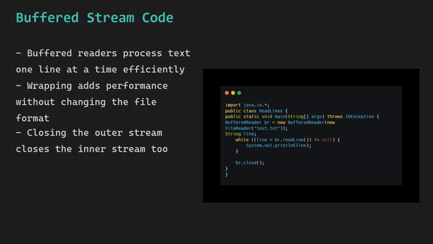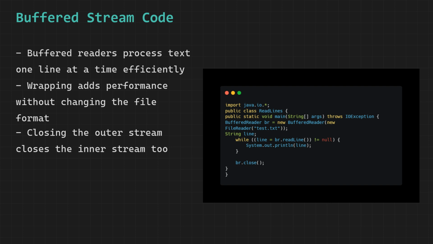The file reader on its own can read the file, but it does so one character at a time with no buffering. To make it efficient, we immediately wrap it inside a buffered reader. This is the standard pattern for buffered file reading in Java.